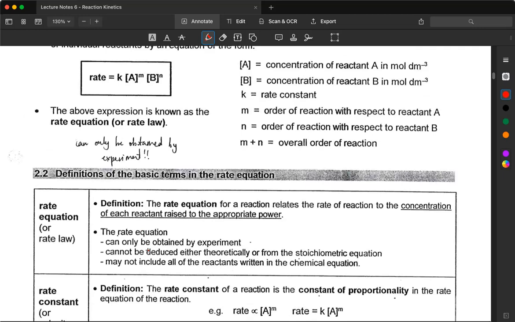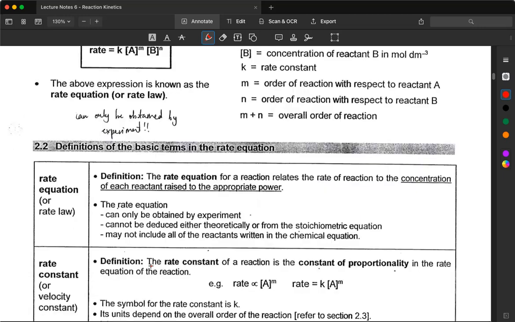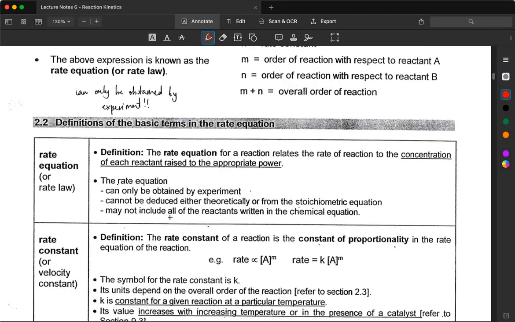And it may not include all the reactants, because if a reactant has order of reaction 0, then it will not be included in the rate equation because it is not affecting the rate of reaction. So it may not include all the reactants.